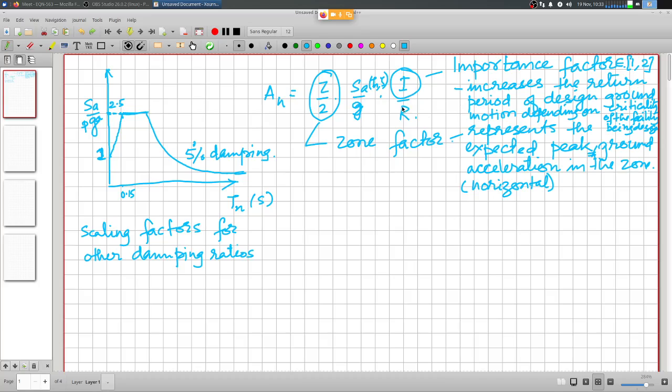And R is of course what we call the response reduction factor. So response reduction factor, as you might have already seen, depends on the ductility and the assumption of ductile behavior, that is very much essential for earthquake resistance, building earthquake resilience into the system.